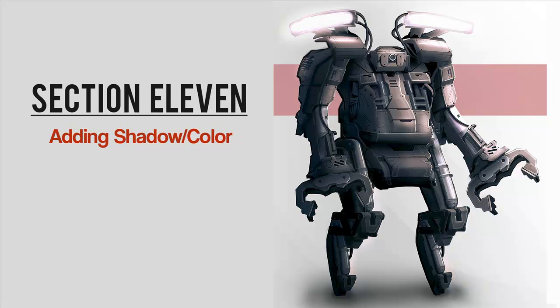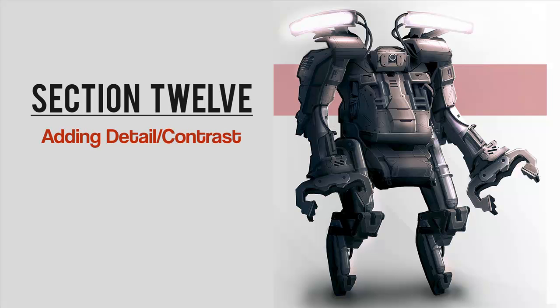In section 11 is when we'll start to actually add some of the shadow, highlight information, and color. So we're going to just start to define that. Up to that point, we'll really have been working in grayscale, so it's really important to be able to add that color and that final pop of information a little later in the pipeline so we have more control over it. In section 12, what we're going to start to do is adding some more detail and contrast.